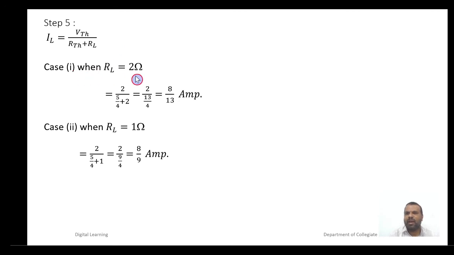Case 1, when RL is equal to 2 ohm, that is equal to 2 divided by (5/4 plus 2). That is equal to 2 divided by 13/4. That is equal to 8/13 amperes. Case 2, when RL is equal to 1 ohm, that is equal to 2 divided by (5/4 plus 1) is equal to 2 divided by 9/4. That is equal to 8/9 amperes.